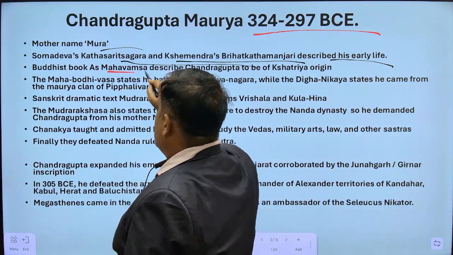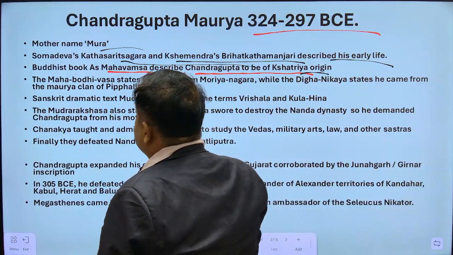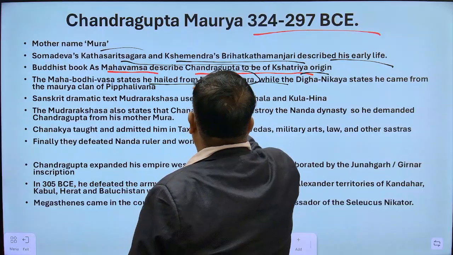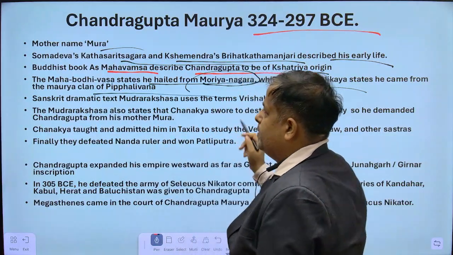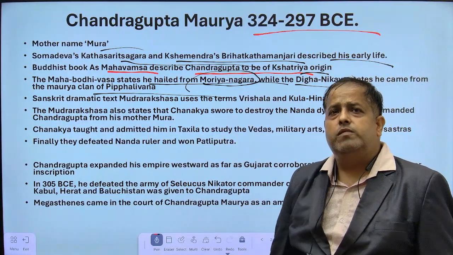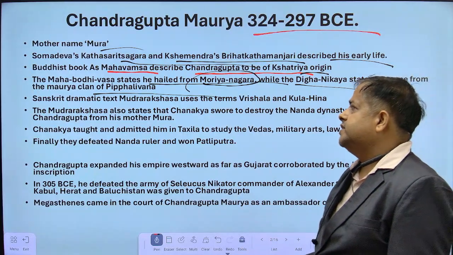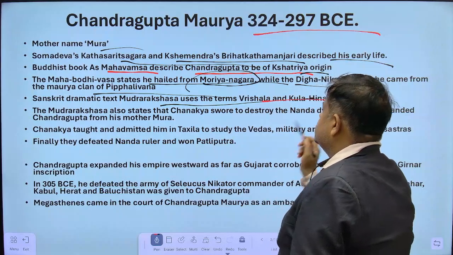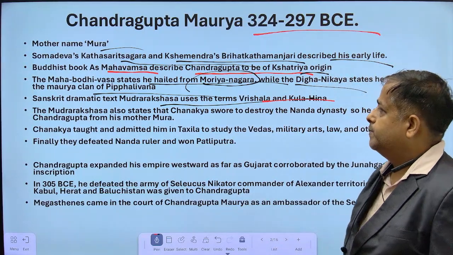According to the Buddhist book Mahavamsa, Chandragupta was of Kshatriya origin, and the Mahabodhivamsa states that he hailed from the Moriya Nagara, while the Digha Nikaya states that he came from the Moriya clan of Pipphalivana. But modern historians doubt whether this is true or not. There are conflicts. The Sanskrit text Mudrarakshasa used the terms Vrishala or Kulahina for him. So according to Mudrarakshasa, he was called Kulahina.